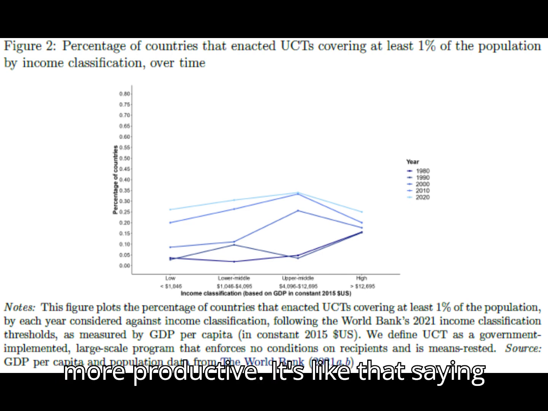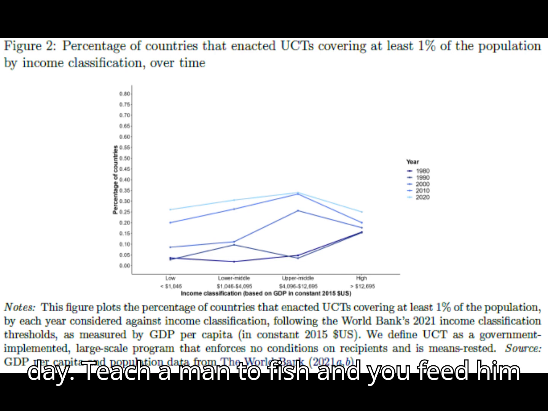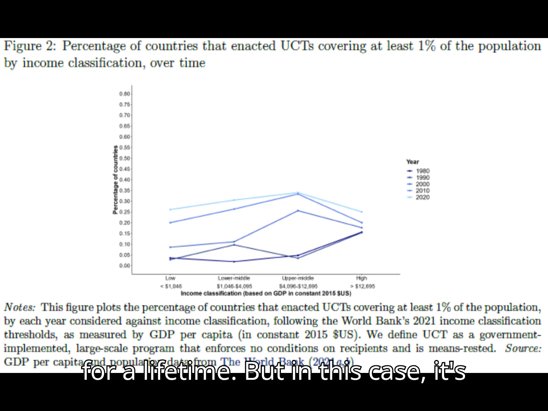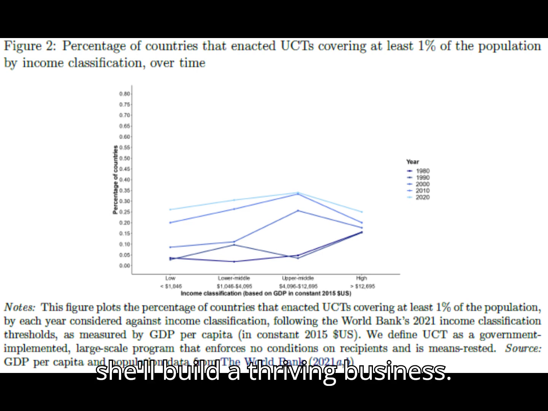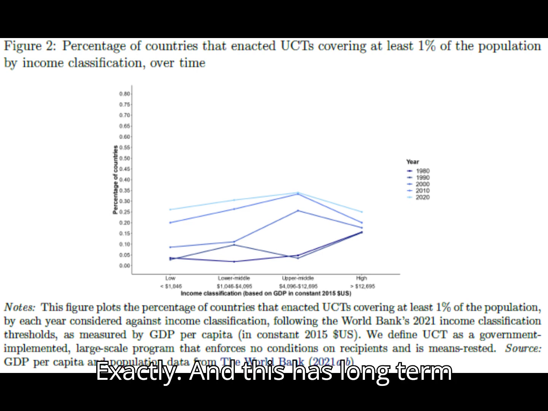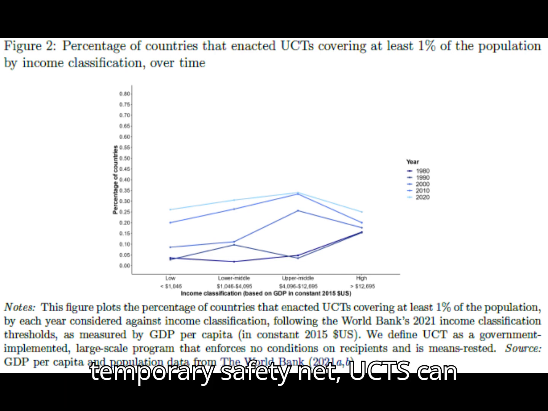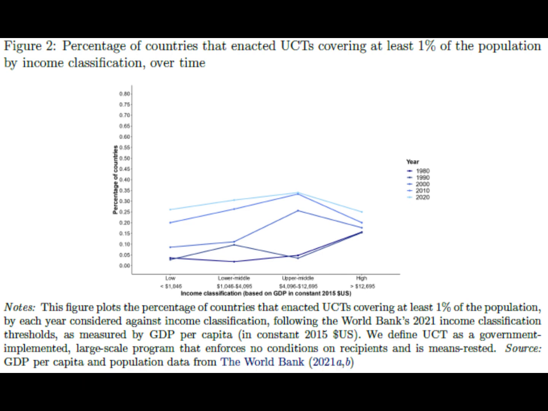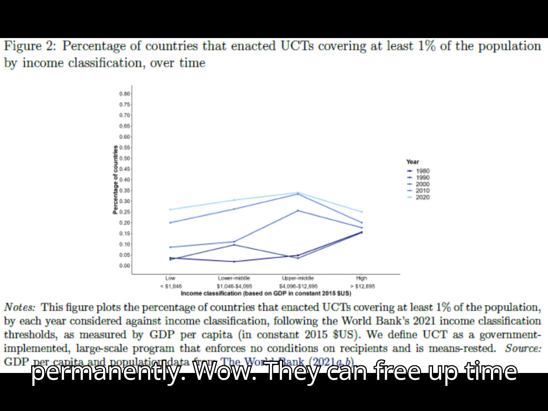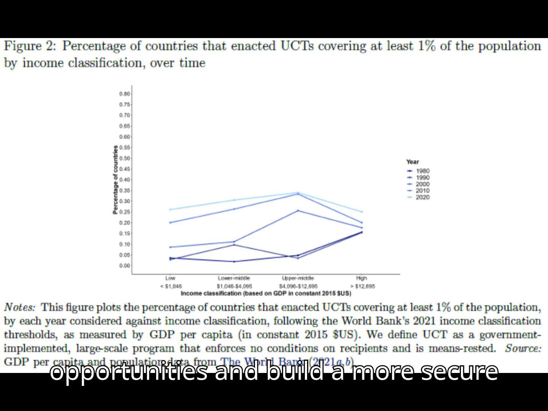It's like that saying, give a man a fish and you feed him for a day. Teach a man to fish and you feed him for a lifetime. But in this case, it's more like give a woman some capital and she'll build a thriving business. Exactly. And this has long-term implications. Instead of just providing a temporary safety net, UCTs can actually help people escape poverty permanently. They can free up time and resources that allow people to pursue opportunities and build a more secure future.